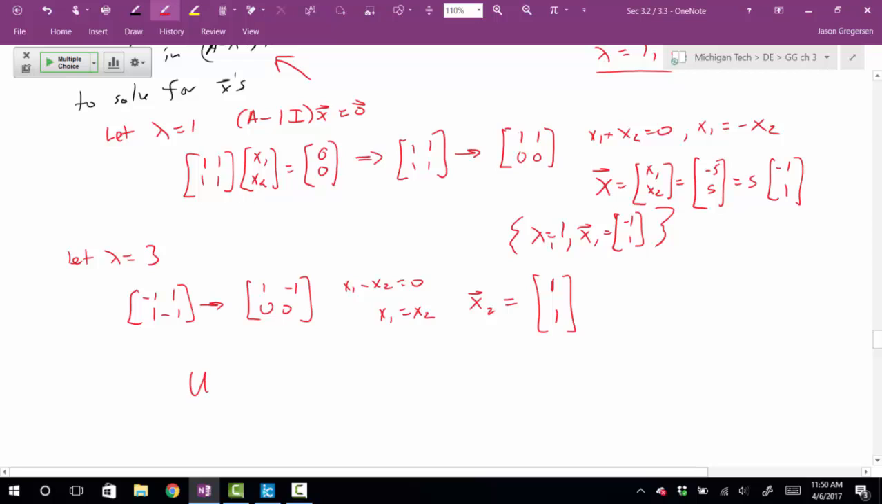So now I know that my general solution is some constant C1 times my first eigenvector, e to the 1 times t, plus C2 times my second eigenvector, e to the 3t. Here we described a matrix, but this matrix is the one from that system of differential equations.